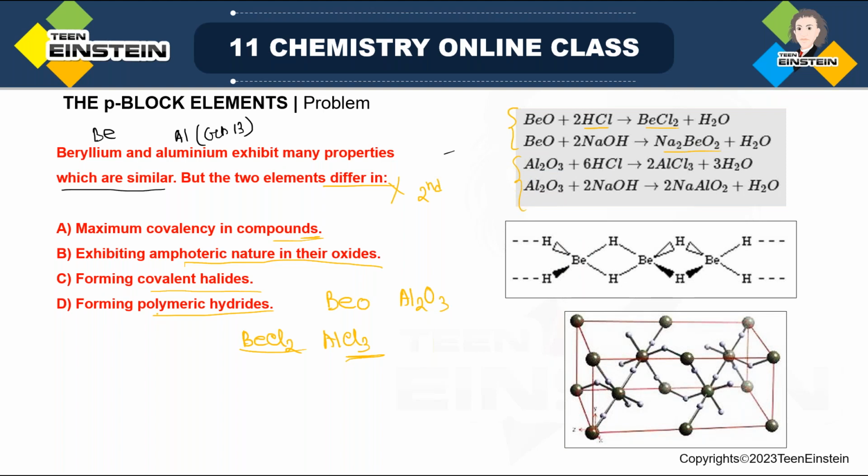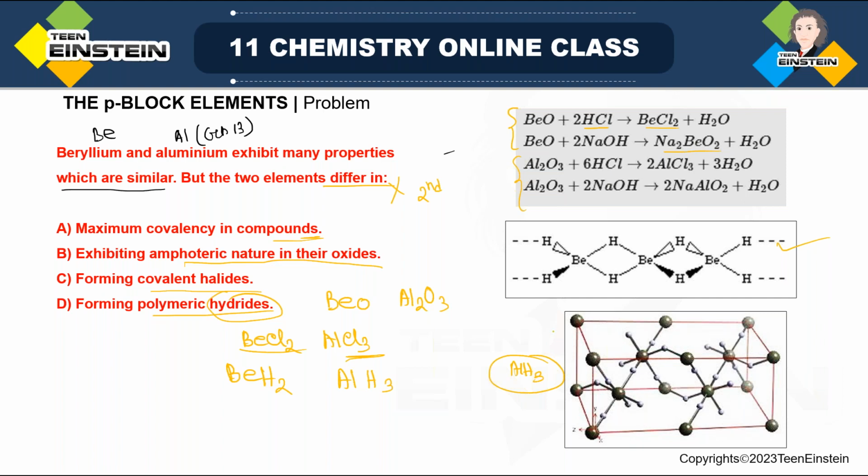Next, what about the hydride compounds? Now for Be, the hydride is BeH2, and for aluminium the hydride formula should be AlH3 because the valence is 3. Now for BeH2 we have this type of polymeric structure, and for aluminium hydride also, you can see this is the structure of AlH3 where polymeric nature is present. So B, C, D, all these three properties are common in Be as well as aluminium.